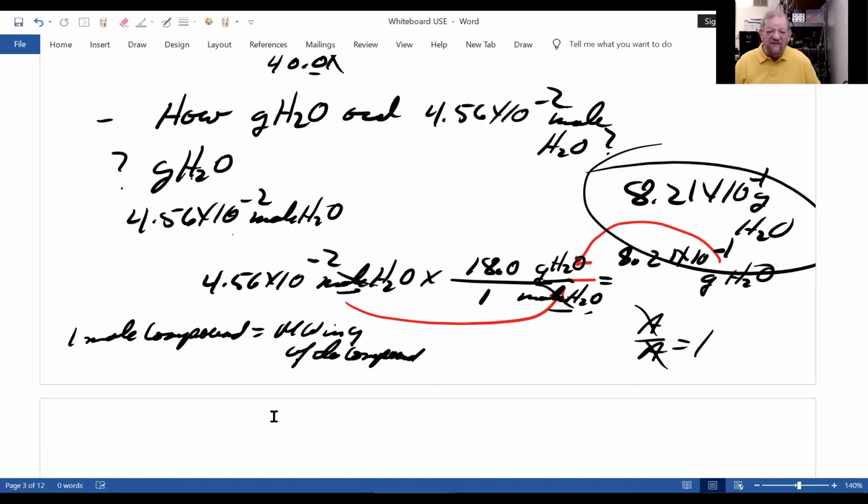And that's how you use moles and grams. 1 mole of an element equals its atomic weight, and 1 mole of a compound equals the molecular weight.